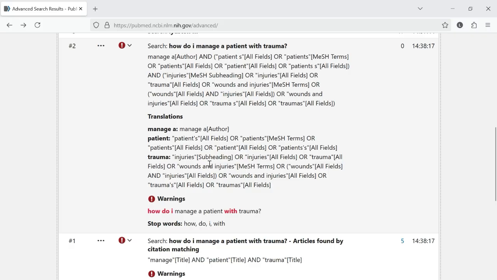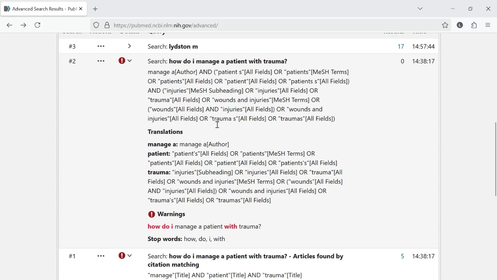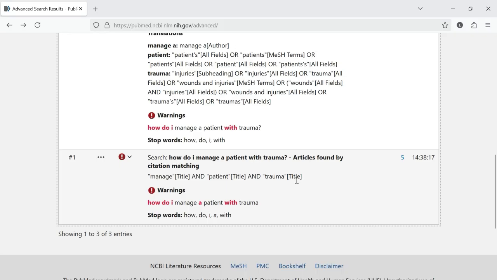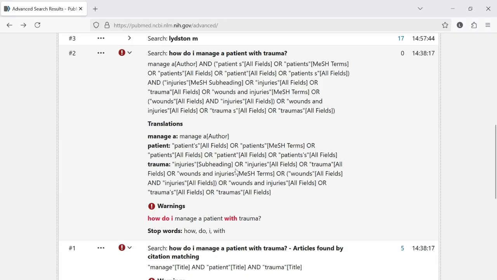So now the question becomes, how do we fix this? How do we keep PubMed from having to come up with an alternate search at all? And can we just give it a search where there aren't any red exclamation marks, there aren't any warnings or errors, and it's not making these types of mistakes? And the answer is yes, we can do that. I'm going to show you.